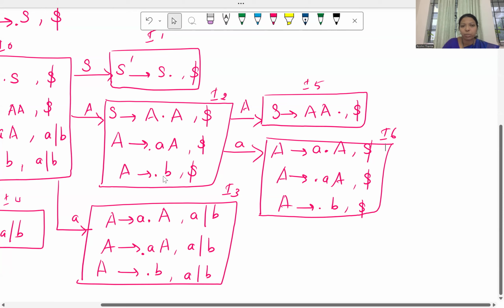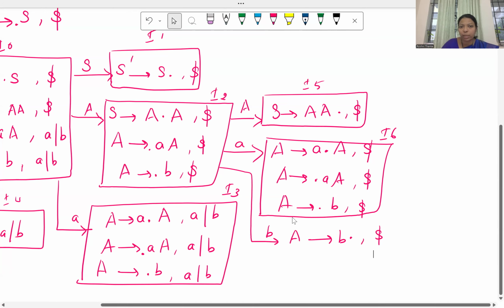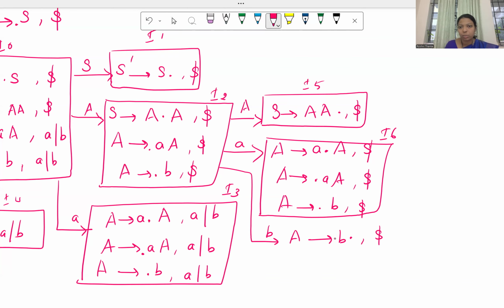What is the next symbol to read here? It is B. So let us read B. When I read B here, it is A derives B dot, and the lookahead is dollar. There is nothing after the dot, so don't apply any rules. So that's it.